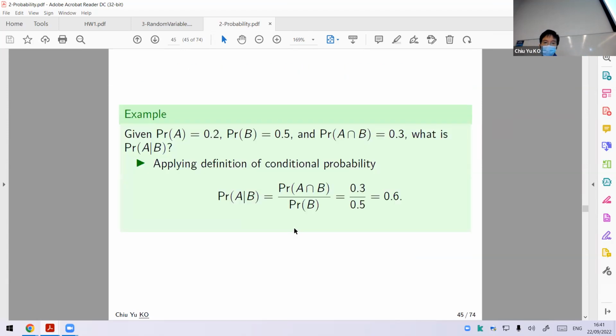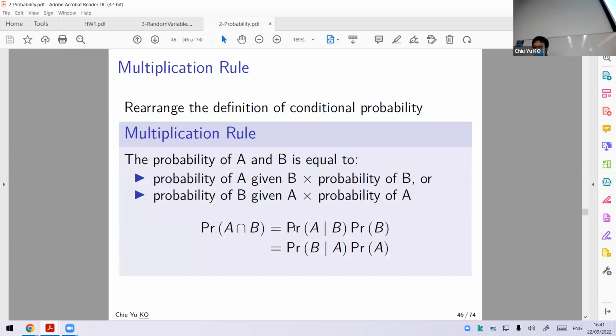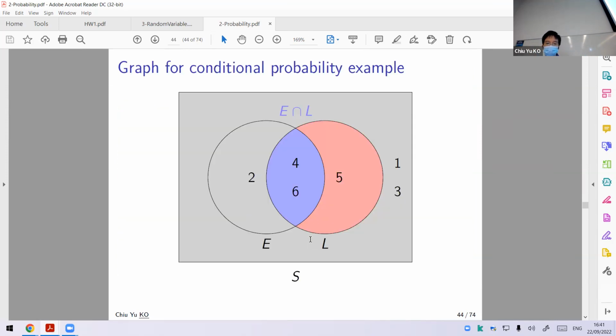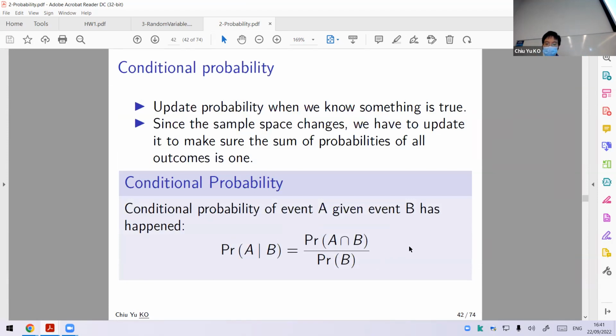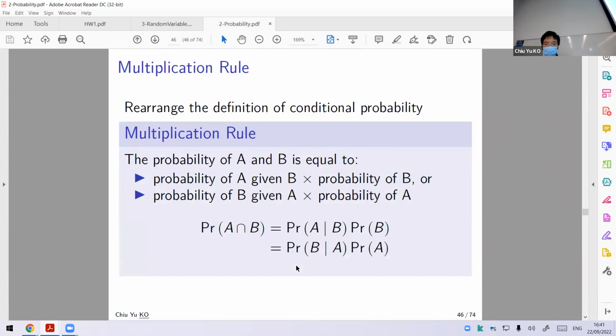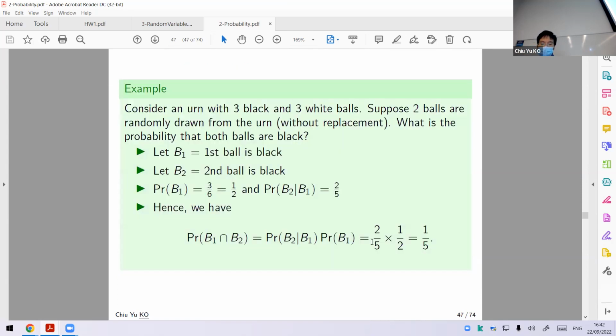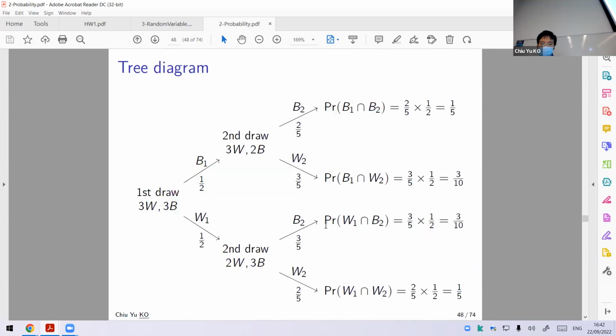Okay, after that we learn, by swapping the denominator for this definition, you multiply the probability of B on both sides, and you end up with this: A and B is A given B times B, or B given A times A. Which one to use depends on the scenario, which is easier, depending on the situation. It doesn't really matter which you condition on, you just multiply by the probability. And then this is the graphic.